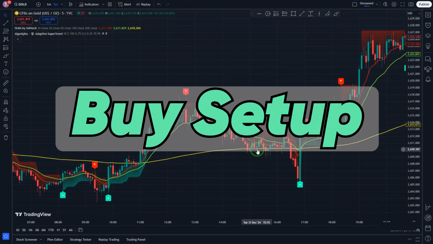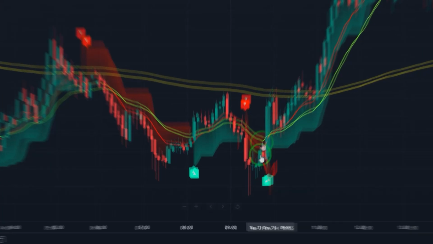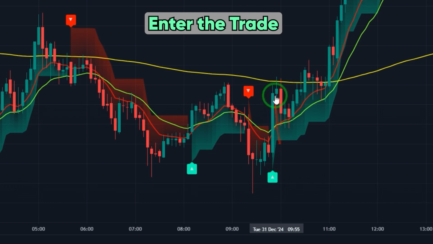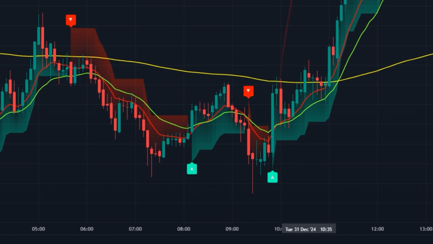Buy setup, long position. Check EMA alignment. Ensure the market is below all the EMA lines with proper spacing between them. If the EMA lines are too close or uneven, wait for better alignment. Look for a green Supertrend tag. Wait for the green tag to appear from the Adaptive Supertrend Indicator. Place the trade on the next candle.